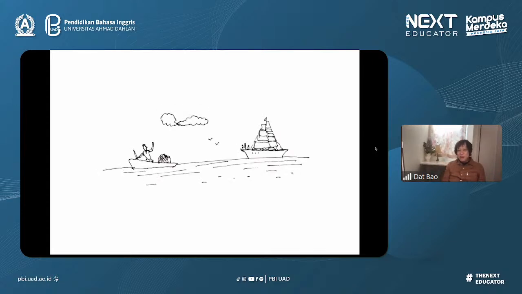So he hopped into a boat and said goodbye to the ship. You no longer have me as captain. Sorry, I follow the call of my heart. How beautiful.